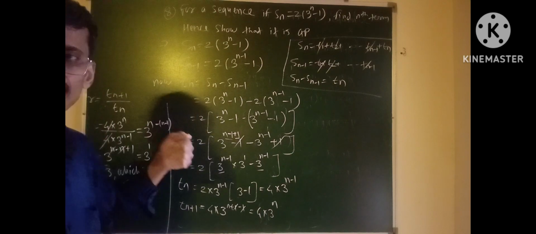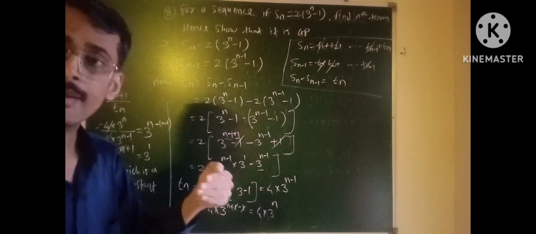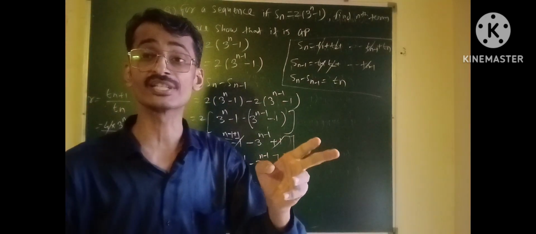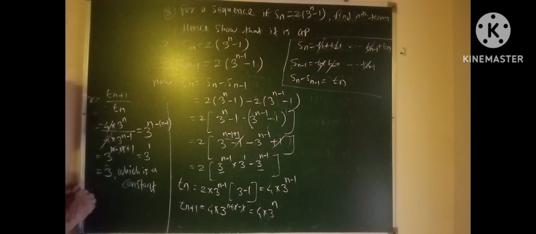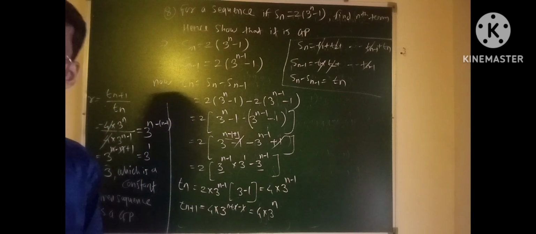We will get T2 by T1, T3 by T2, T4 by T3, but their answer we will get the same. That means the ratio is constant. And so this is a GP. Therefore, the given sequence is a GP, that we wanted to prove.